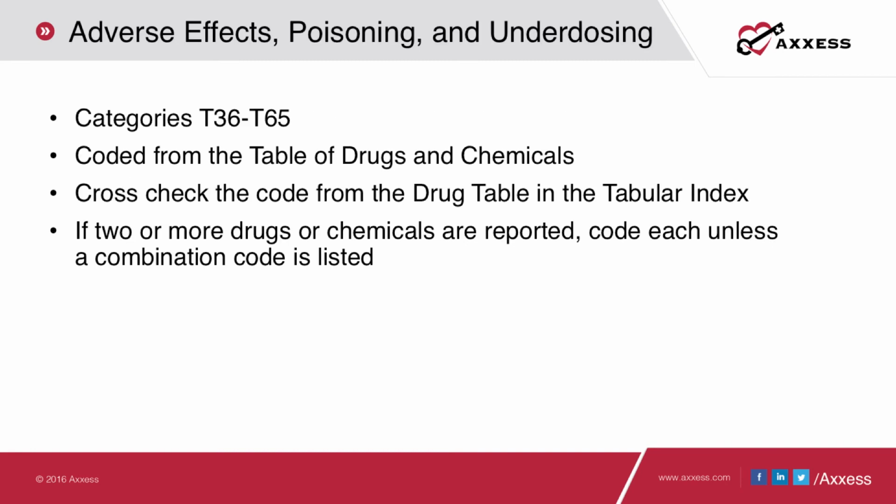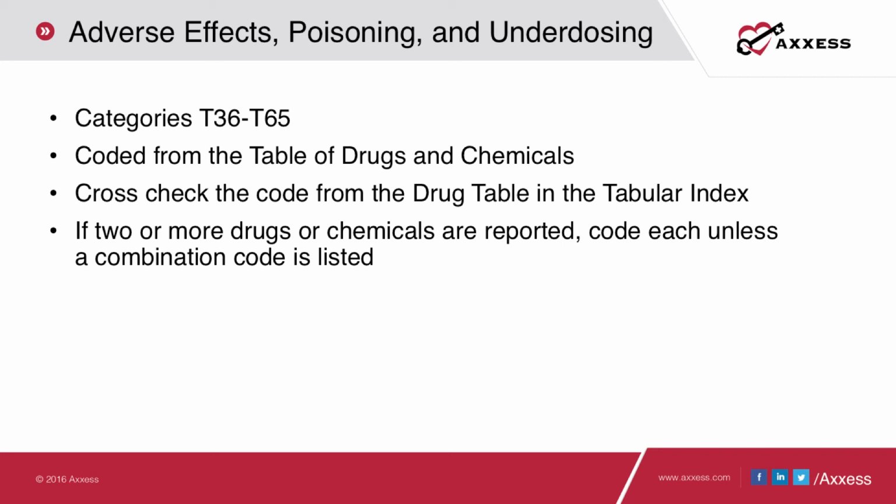The next category in our complications and injuries has to do with adverse effects, poisoning, and underdosing of drugs. Now you're going to find this in category T36 through T65 in your drug book. One thing that's a little different about finding these codes is that these codes are coded from the table of drugs and chemicals.